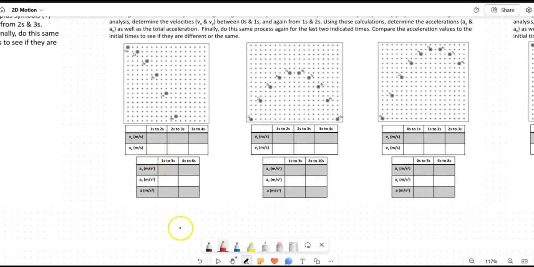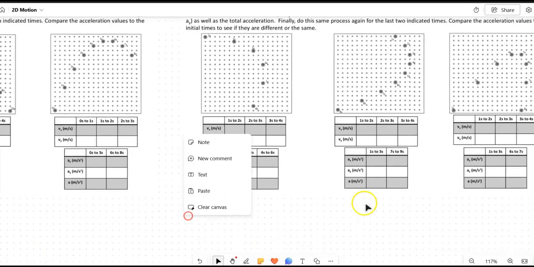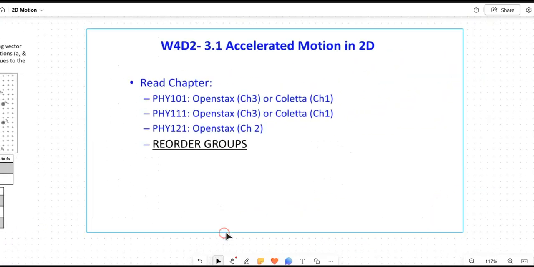Okay, I hope you have a good day, and that is our real quick, just basic review of accelerated motion, velocity and acceleration vectors in 2 dimensions.